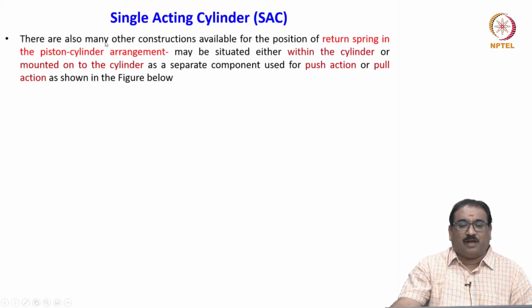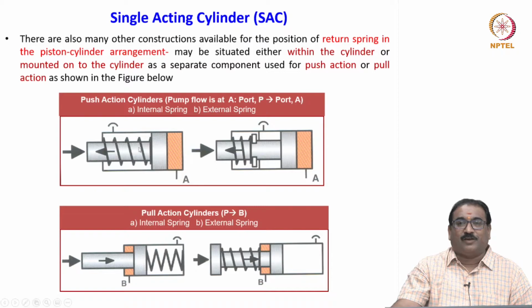Now, we will see there are also many other constructions available for the position of the return spring in the piston cylinder arrangement. It may be situated either within the cylinder, as you have seen, or mounted onto the cylinder as a separate component used for push action or a pull action, as shown in the figure here. This is based on how the stiff spring is placed.